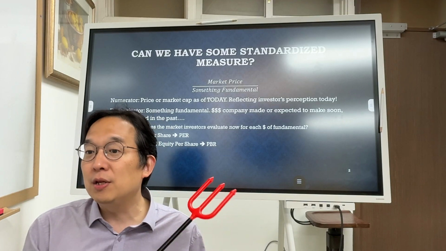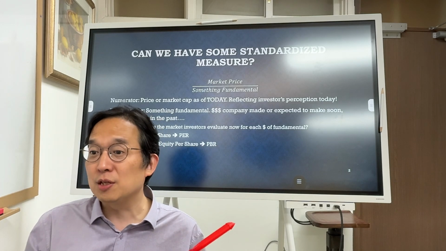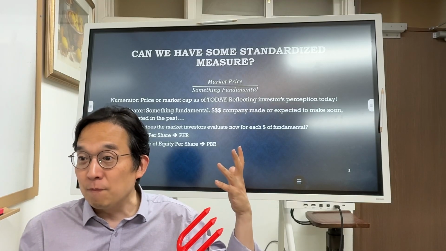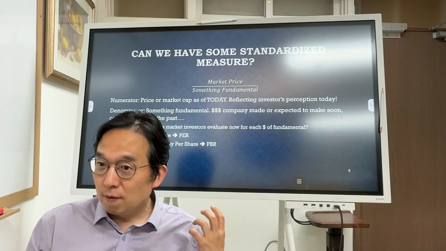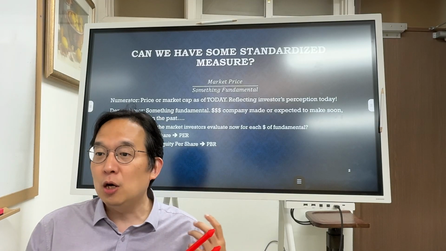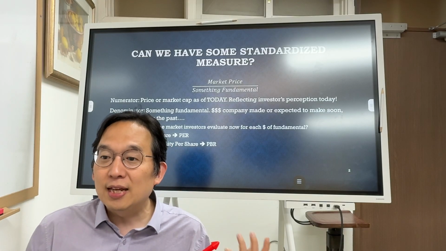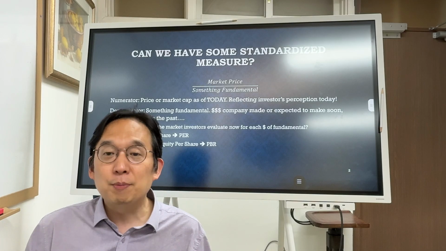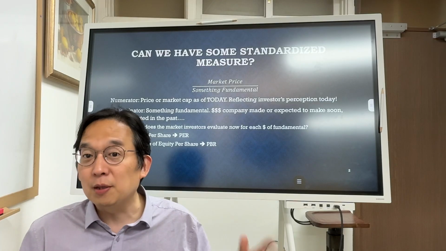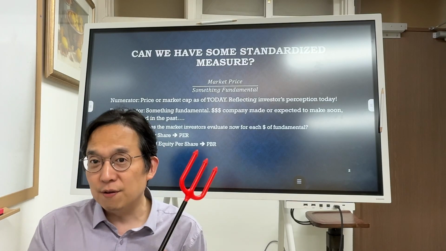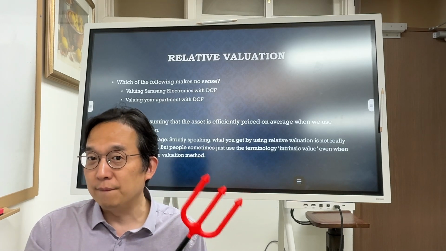And then alternatively, the money invested in the past. So the idea becomes like, how much does the market investor evaluate for now for each dollar of this fundamental in the denominator? So when you stick in the earnings per share, the multiple becomes PE ratio. When you stick in the book value of equity per share, the multiple becomes price to book ratio. And there comes a lot of different multiples, and that's what we're going to study in this video and the series of it. Now, that's relative valuation, okay?